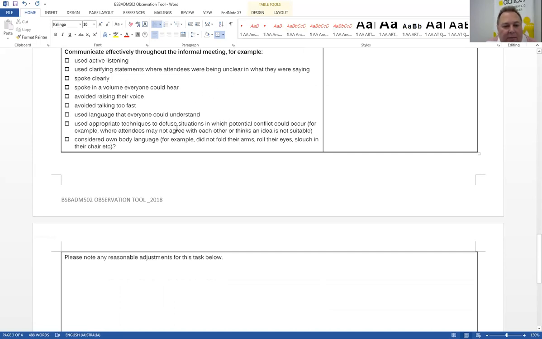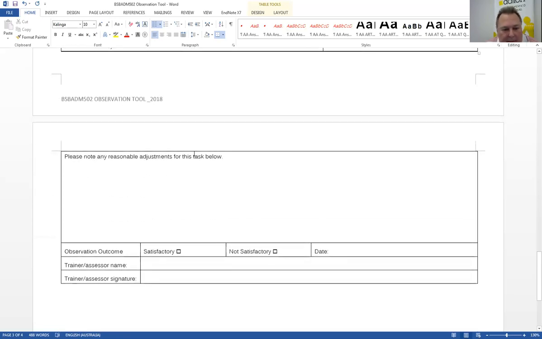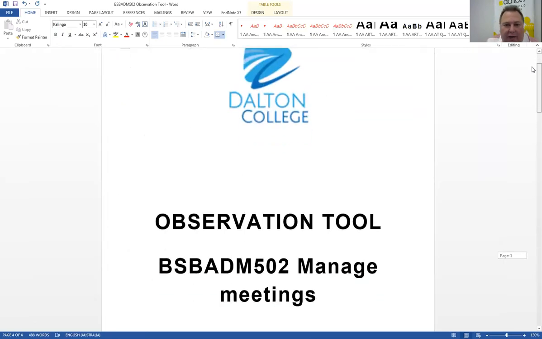For example, where attendees may not agree with each other or think that an idea is not suitable. Considered own body language, to not fold their arms or roll their eyes, something that would indicate negativity. And that's just some information for some reasonable adjustments if need be. Okay, so that's the observation checklist.